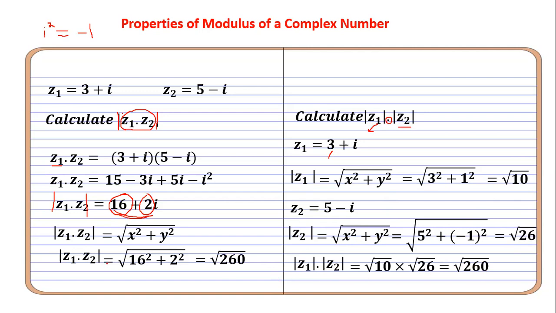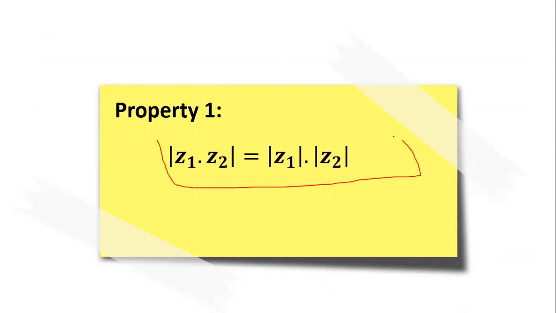Please now take a look and compare the two answers. Modulus of z1 times z2 is equal to radical 260. Modulus of z1 multiplied by modulus of z2 is equal to radical 260. If we make comparison, we can say that modulus of z1 times z2 is equal to modulus of z1 times modulus of z2. So here is property number 1 concerning modulus of a complex number. We have to study it very well.